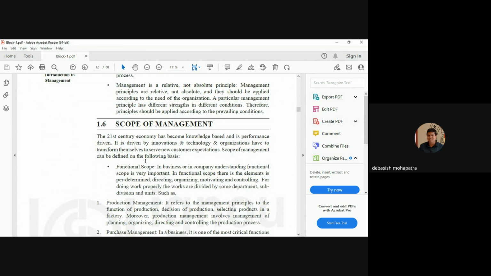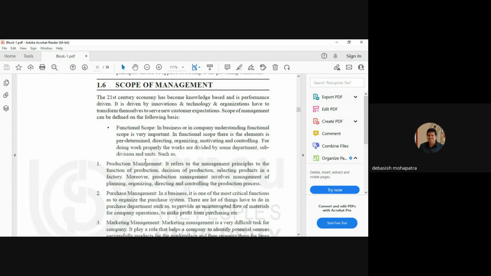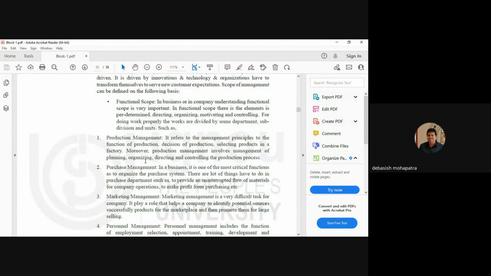Then what are the scopes? First is functional scope. In business or in a company, understanding functional scope is very important. In functional scope, the elements are planning, directing, organizing, motivating and controlling. For doing work properly, the work is divided among some departments. First is production management, where the product which is produced has to be managed, means that the product is neither underproduced nor overproduced. Then purchase management. In a business it is one of the most critical functions, as an organized purchase system.